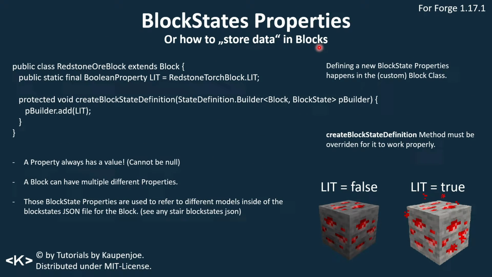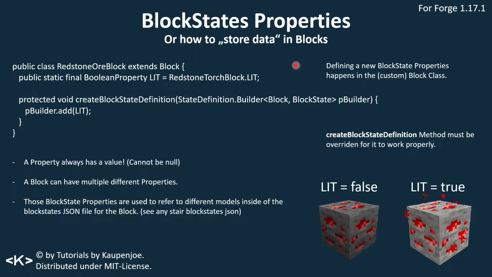Now, block state properties, or how to store data in blocks, it's not quite that, but it's sort of this. And the example we're going to be looking at in just a moment is going to be the RedstoneOreBlock, because that one is the easiest to actually take a look at, because it doesn't have too much stuff surrounding it. Because usually when a block in vanilla has some block state properties, then it also has some other stuff associated with it. So as you can see, it has a public static final BooleanProperty that is called LIT, and that is equal to RedstoneTorchBlock.LIT. So there is a Boolean property, and Boolean, of course, means true or false. That should be fairly self-explanatory.